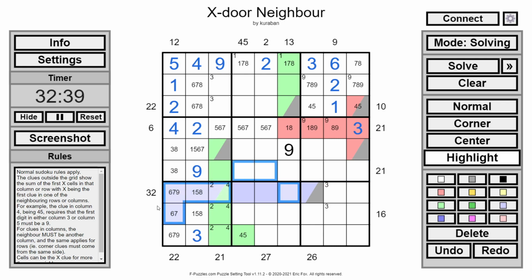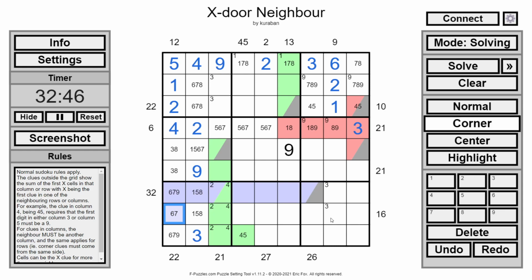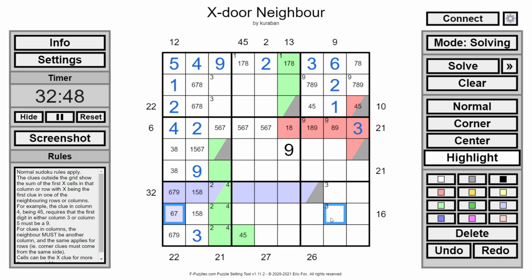And I'm also thinking about this. Do these 3 pencil marks affect this blue line at all? And I don't really think so. Even if we made this a 7, that would just put a 3 down here. And I don't think that's a problem. Because if this is a 7, then these two must add to 13. And that's fine.